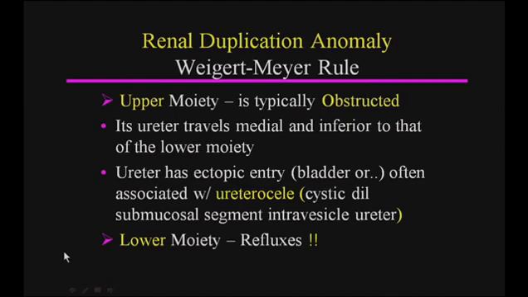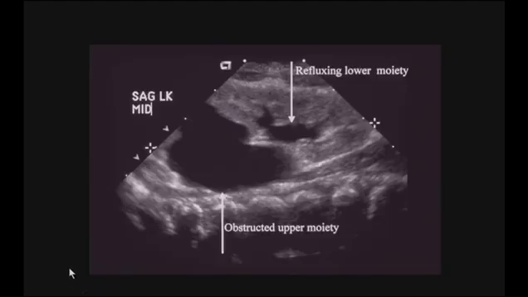Renal duplication anomalies have a Weigert-Meyer rule. They can be seen in fetal life. In them, typically, there's an upper moiety and a lower moiety, with most typically the upper moiety obstructing. Its ureter travels medially and inferiorly to that of the lower moiety. Its ureter has an ectopic entry, whether in bladder or another place, often associated with the ureterocele, which is cystic dilation of the submucosal segment of the intravesical ureter. The lower moiety often refluxes.